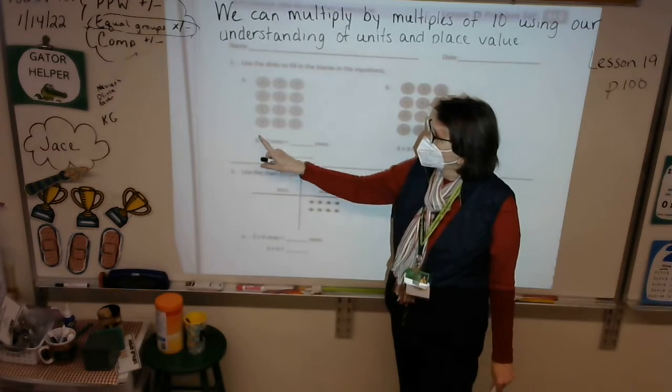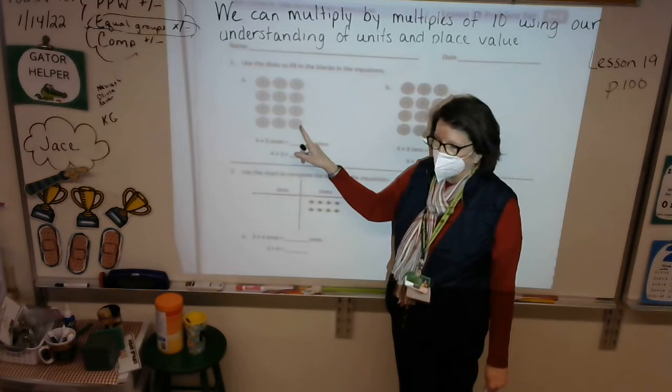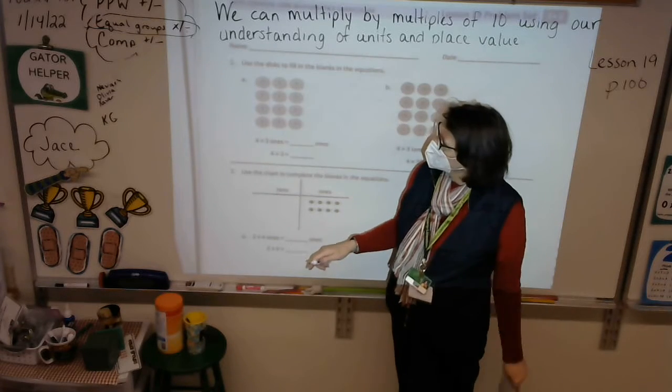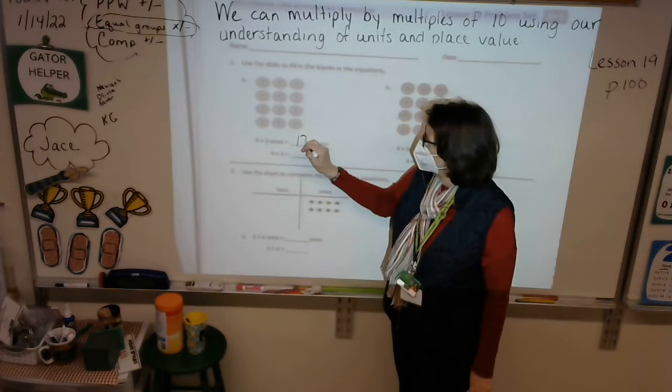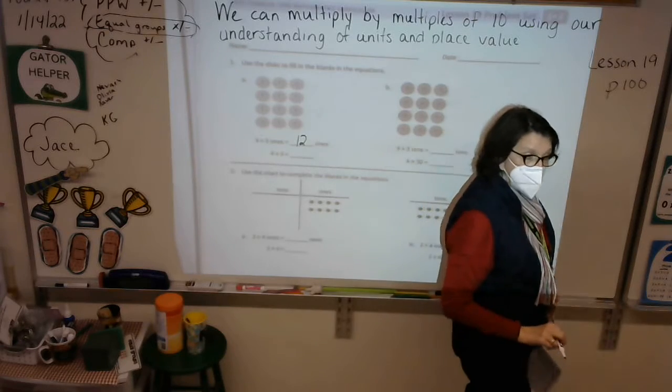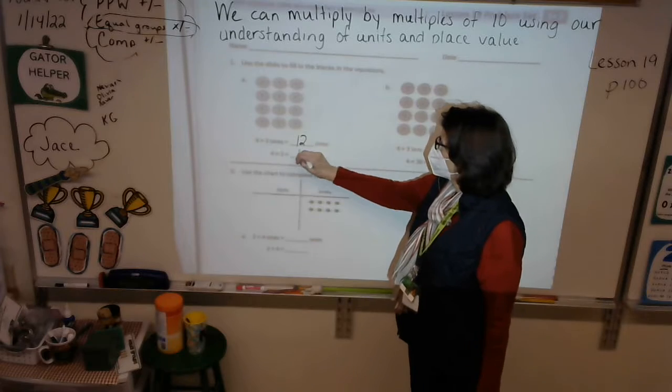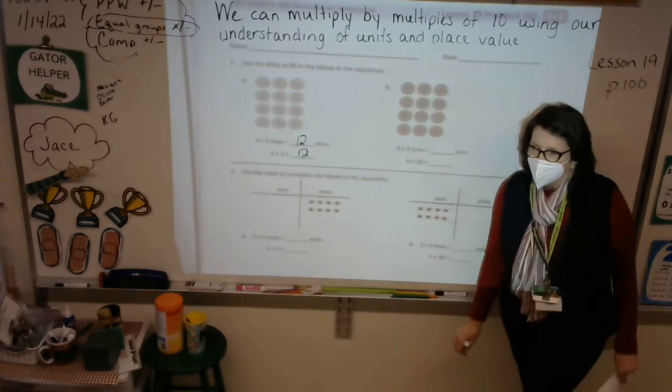Unit form. 4 rows, 3 ones in each row will give us how many ones? 12 ones. How do we write it not in unit form? We just write 4 times 3 equals 12. So let's come over here.